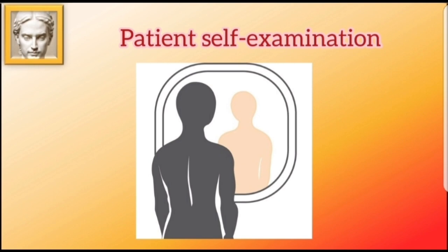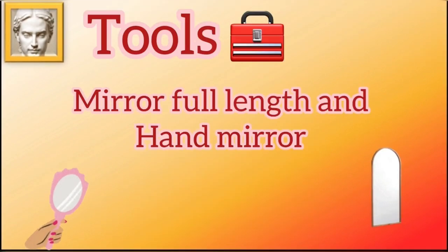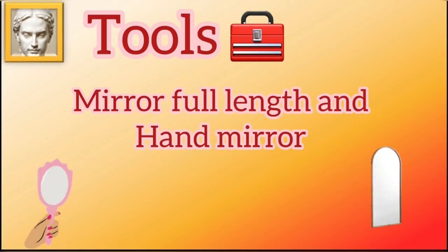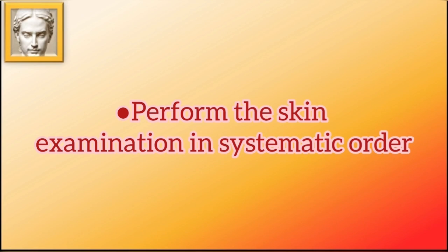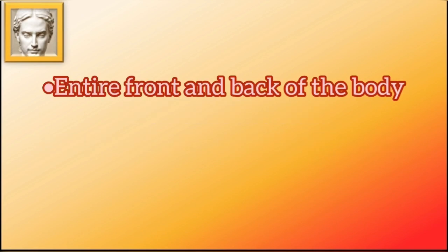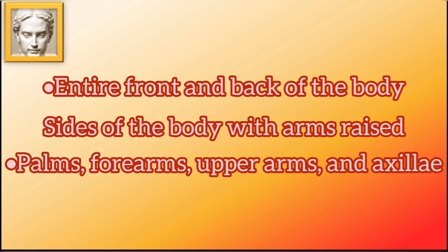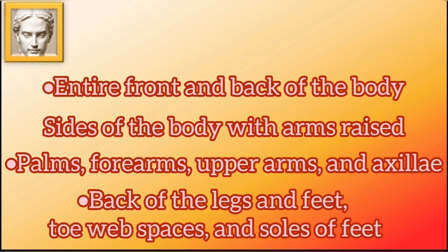It is difficult to perform self-examination of the back, so partners, friends, or family may need to participate in the examination. To do self-examination, you need tools like a full-length mirror and a hand mirror. Keep it in your mind that you should perform the skin examination in systematic order: entire front and back of the body, sides of the body with arms raised, palms, forearms, upper arms, and axilla, back of the legs and feet, toe web spaces, and soles of feet.